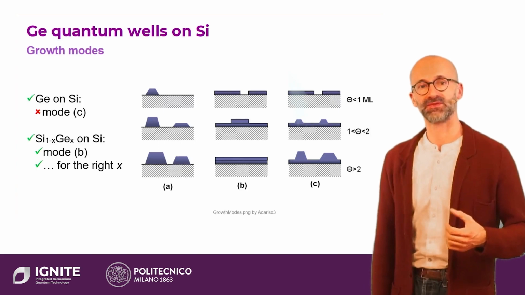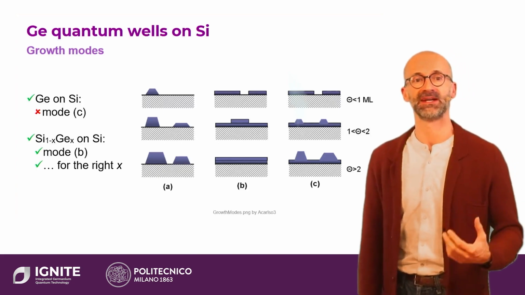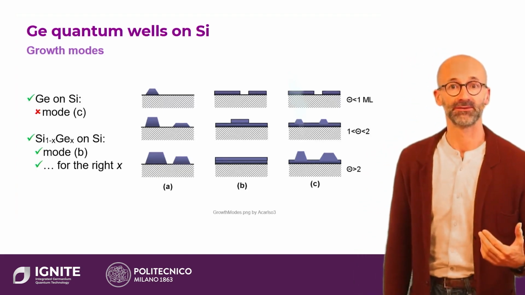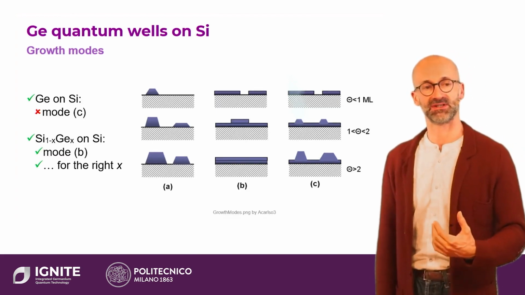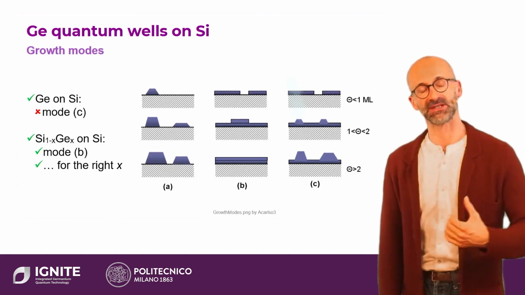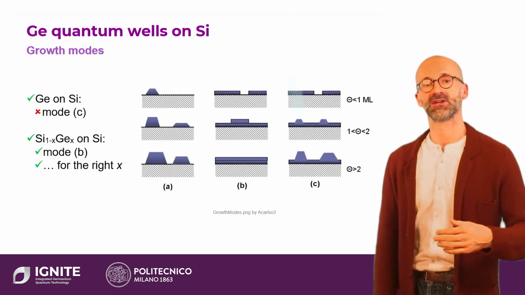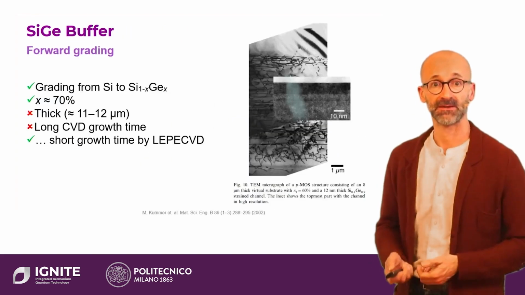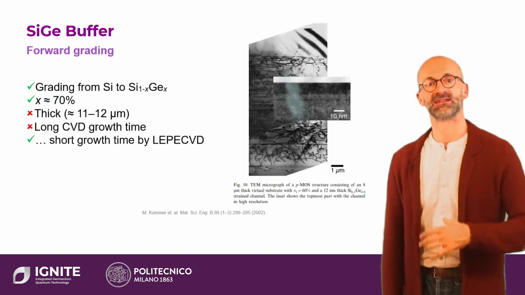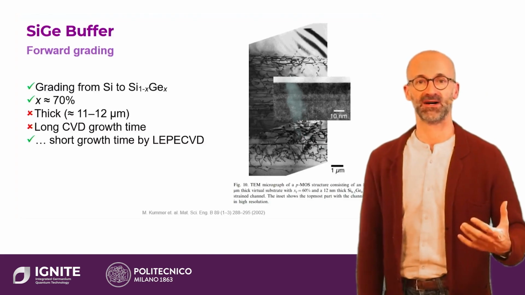So this means that by increasing the germanium content slowly from pure silicon up to some germanium composition, which is not quite pure germanium, but a little bit less, then the germanium can be grown on this silicon germanium, what's known as a virtual substrate. So instead of growing on a silicon substrate, we use this silicon germanium buffer.